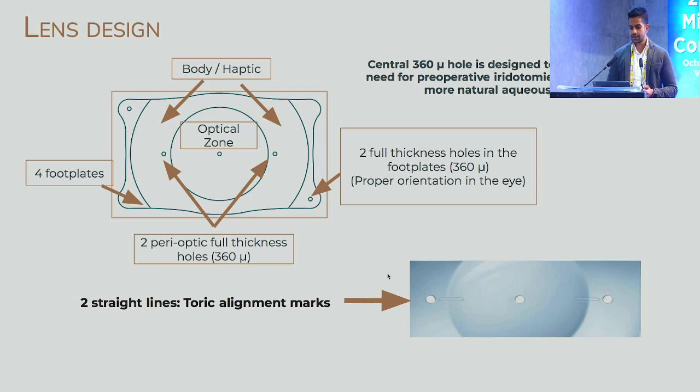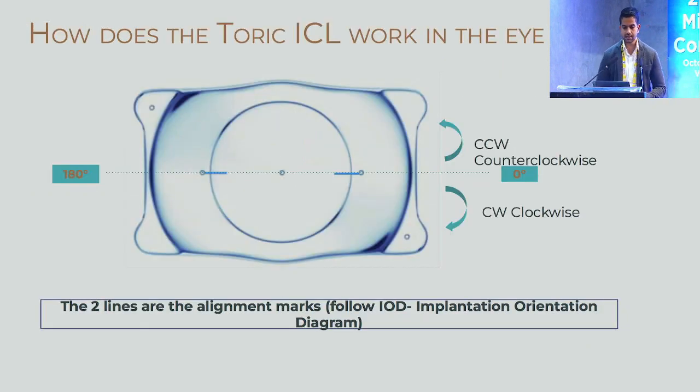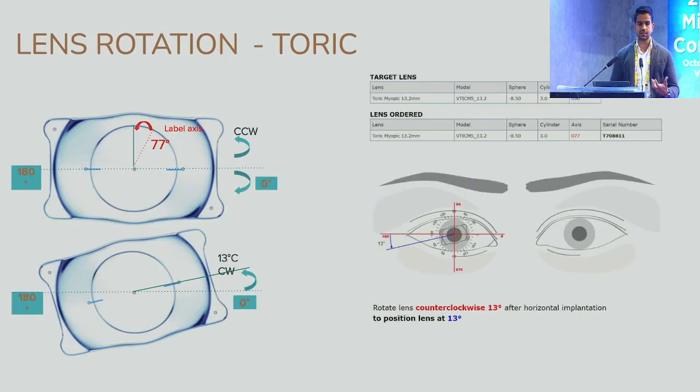In case of a toric ICL, you see these two lines, which is similar to something like your intraocular lens. Toric ICL basically looks like this. We have the lines which basically give you the alignment marking, and the lens comes with a chart. So the line basically tells you, and the chart gives you the idea of which axis and where it needs to be rotated. For ICL, normally the rotation is not more than 10 to 20 degrees, and because the lens is extremely soft, the rotation also is quite easy.